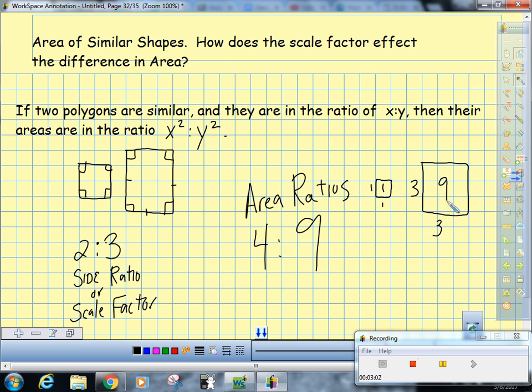Does that make sense? That's probably new for you guys, and that's one of the more important things that we can teach you in this little section.